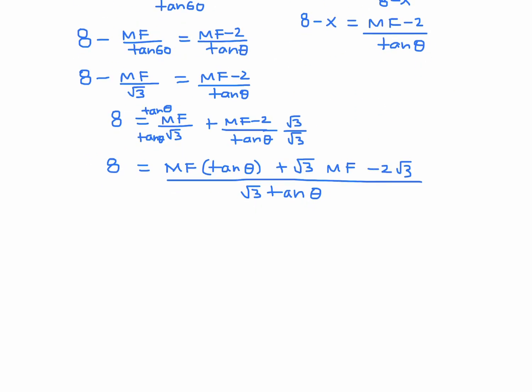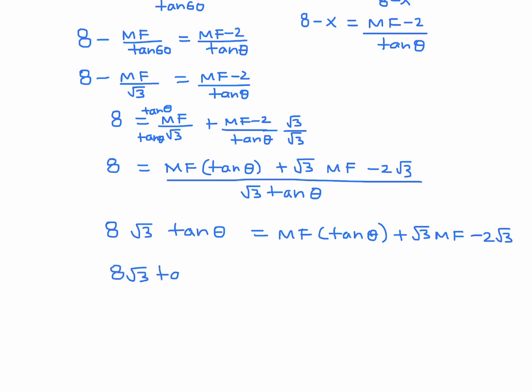Okay. All right, let's continue. Let's cross multiply. Or is that the right thing to do? Yeah, I think so. 8 root 3 tan theta is going to be equal to MF tan theta plus root 3 MF minus 2 root 3. Okay, bring the 2 root 3 over, and we get 8 root 3 tan theta plus 2 root 3.